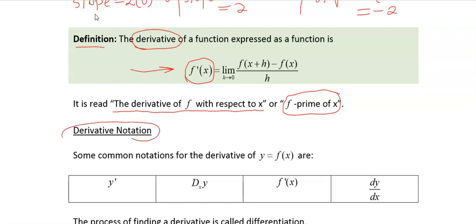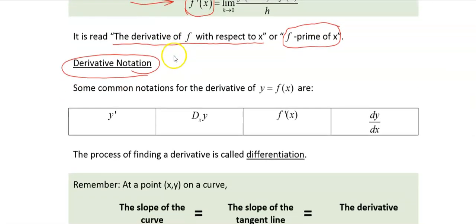There's other ways that you can write the derivative, other notations. Here's some of the more common ones right here. This symbol, you see that little prime symbol right there? Well, this is just read y prime. That's the way you would pronounce that. But it means the same thing as f prime of x. In fact, here's f prime of x right there. Look, that's the third one in the list.